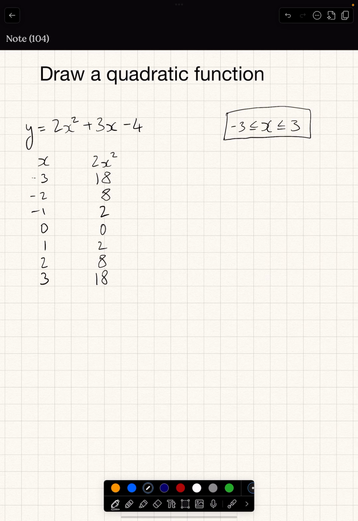And then we have plus 3x. What's wrong with this iPad now?